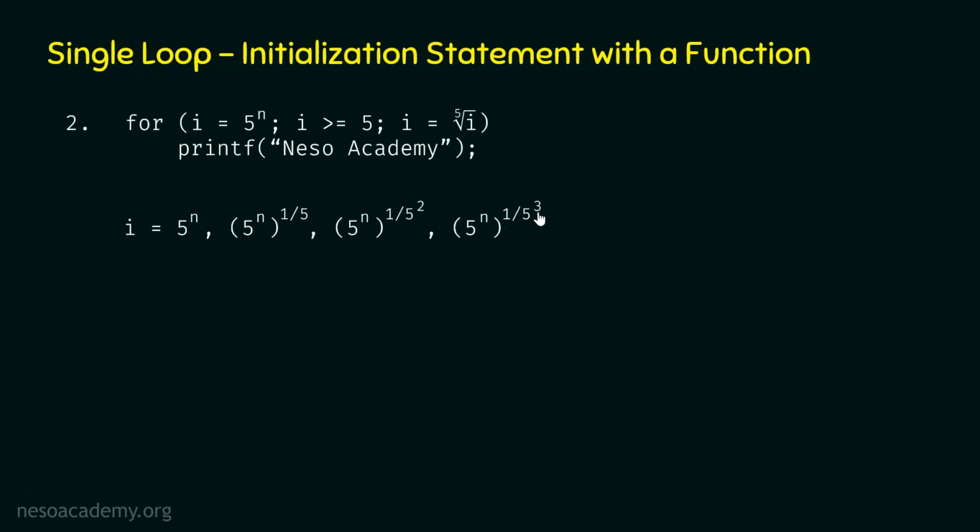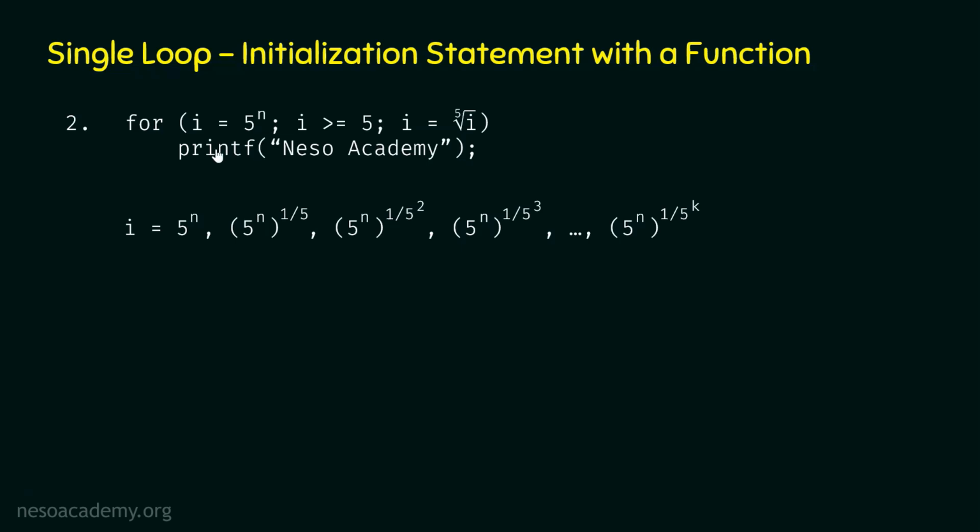And as we can observe, the only change is in the power of 1 by 5. Each power is 1 greater than the previous power. We can observe a pattern here. This series will continue up to, let's say, 5 power n to the whole power 1 by 5 power k, where k is some value which we don't know yet. And I'm assuming this value of I is equal to 5. This is the last value of I I'm assuming, for which this condition is true.